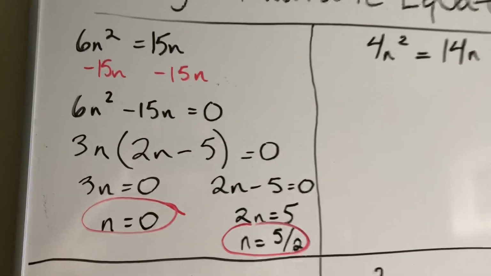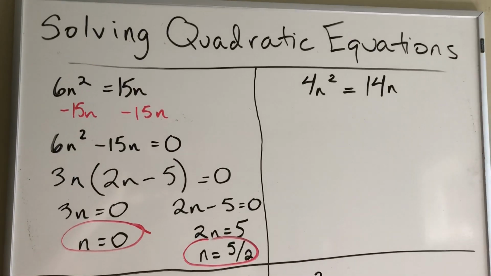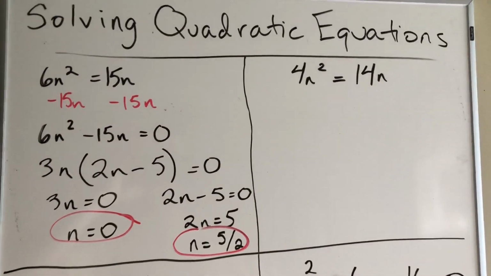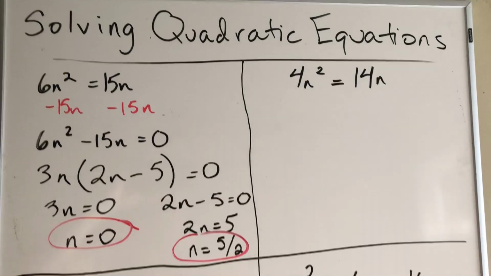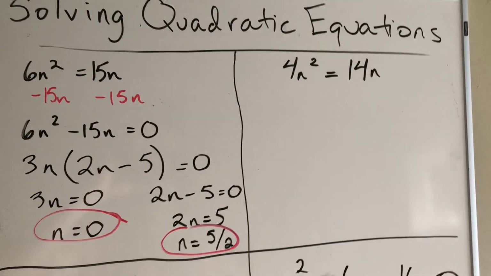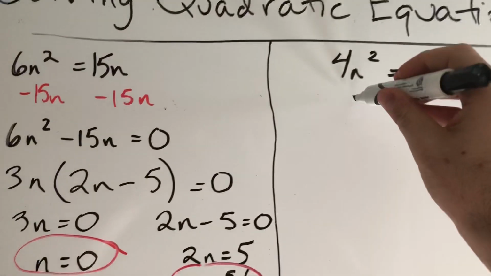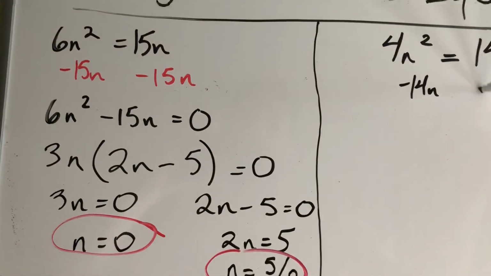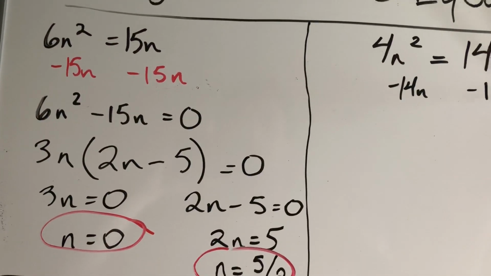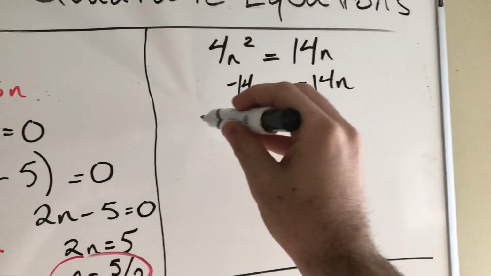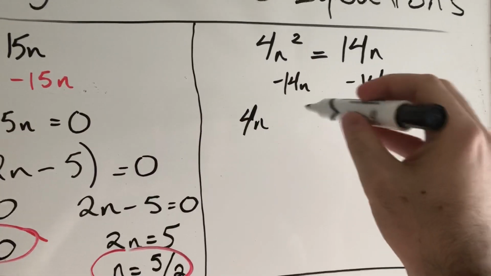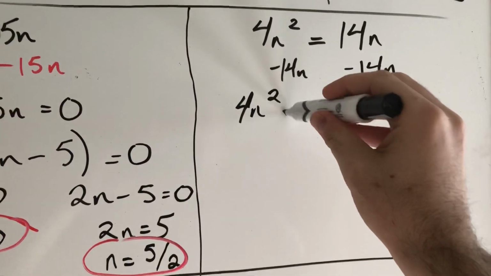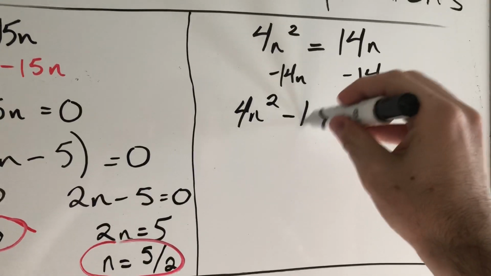So if you want to pause and try this one on your own, 4n squared equals 14n, go ahead and do that now. And once you've clicked play, I will go over the answer. Remember, on this right side, when you subtract 14n from 14n, you get 0. That is the point of doing this problem.